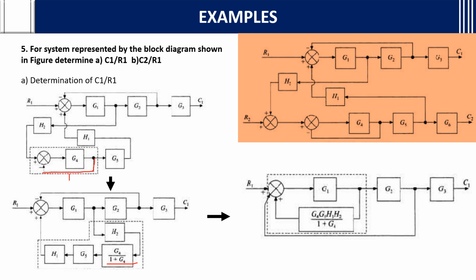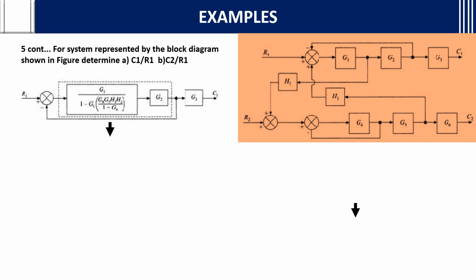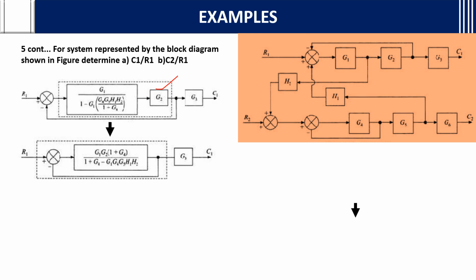If you see here, these all are in cascade. So you can write G4, G5, H1, H2 by 1 plus G4 by multiplying all of them. Then from G2 there is a connection to the summing point, nothing but from the output to the input. So first you will take this as G and this as H and write G by 1 plus GH. Then G2 is multiplied to it.